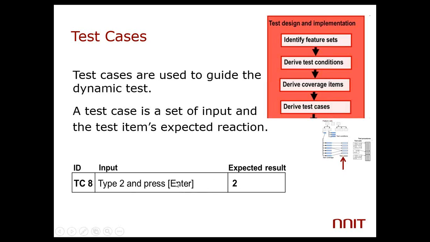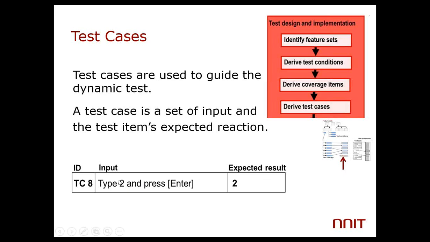So if you use this input, how do you expect the system to actually react to this? Now the input you get from your coverage items, so if you have to test one specific equivalence partition, you decide which member of this partition am I actually going to use.